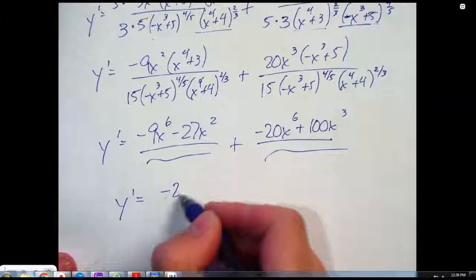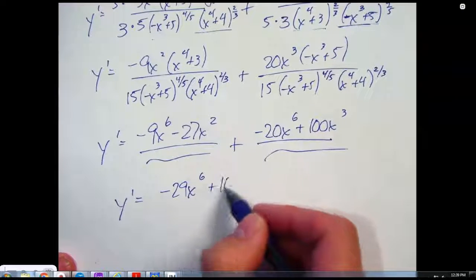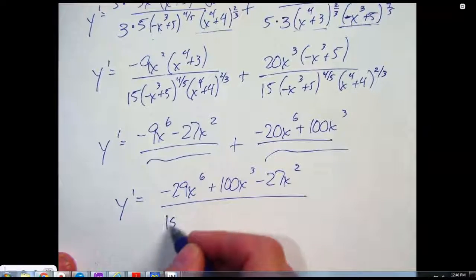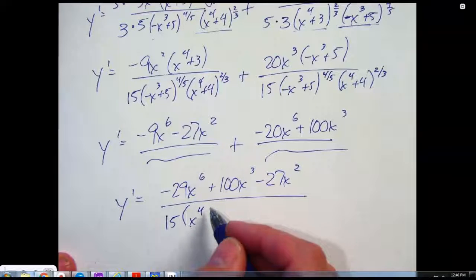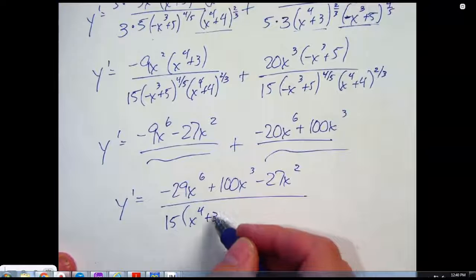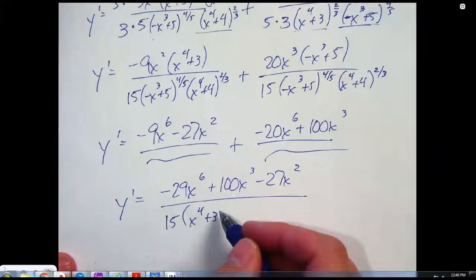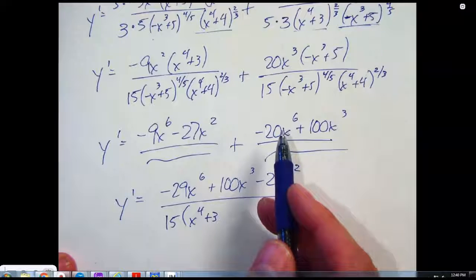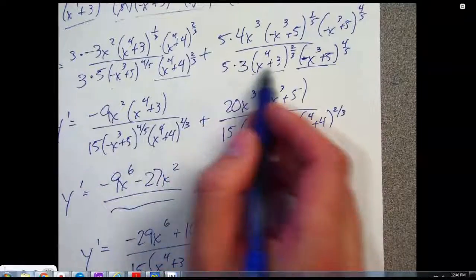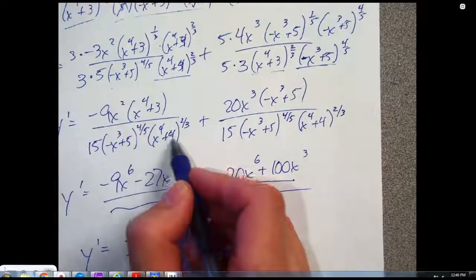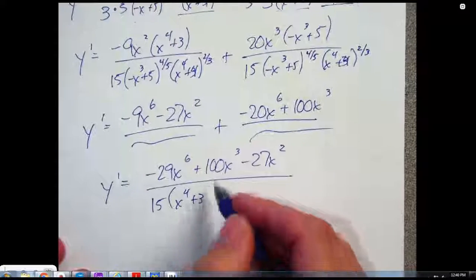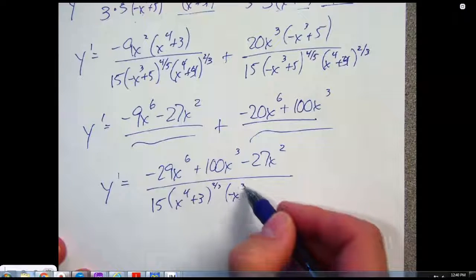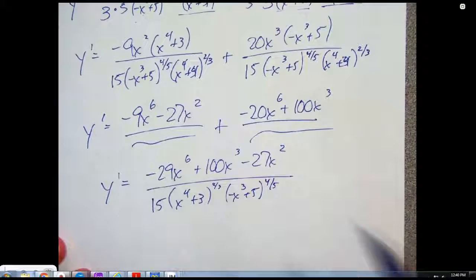So I'll have negative 29x to the 6th, 100x to the 3rd, negative 27x squared, all over 15 times x to the 4th plus 3, no, sorry, x to the 4th. Yeah, these should have been 3's. X to the 4th has a plus 3. I kind of messed that up, but that doesn't really affect the problem too much. Hopefully that wasn't an issue. I apologize if it was, but there's your answer.